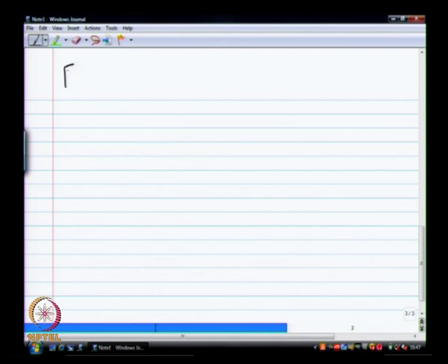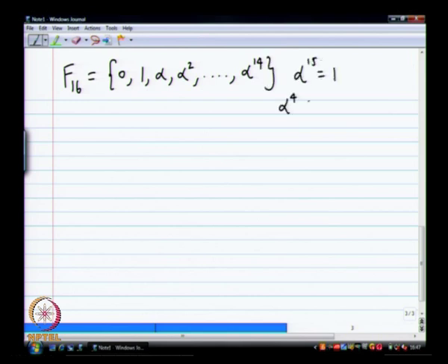So F16 is what? Basically a finite field with 16 elements. So you need a primitive element which has order 15, and then you can take any primitive polynomial. This is one of them. There is only one other that you can take for degree 4, but we will just take this one. So this is F16.